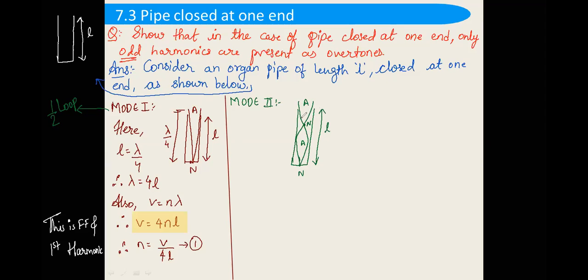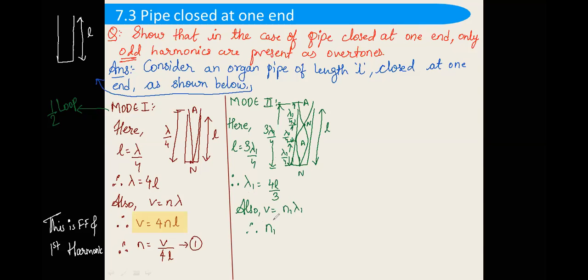Okay. The distance between alternating nodes and antinodes is lambda by 4. So this is lambda 1 by 4, this is lambda 1 by 4, this is lambda 1 by 4. How many lambda 1 by 4 are there? There are 3 lambda 1 by 4. So what is the value of L here? Here we can say L is equal to 3 lambda 1 by 4. So lambda 1 is equal to 4L divided by 3. So also we can say V is equal to n1 lambda 1. So what is the value of n1?